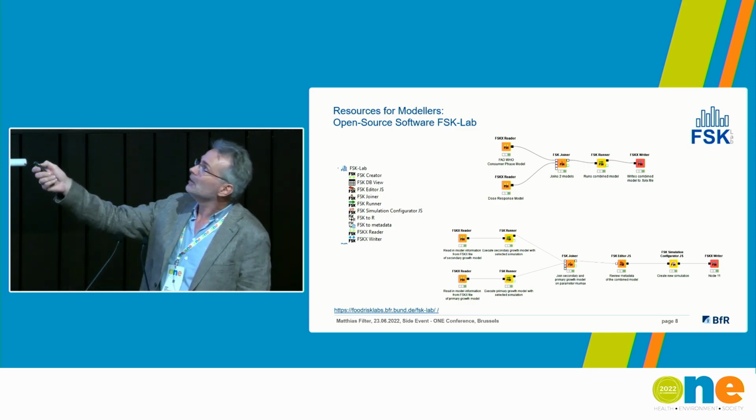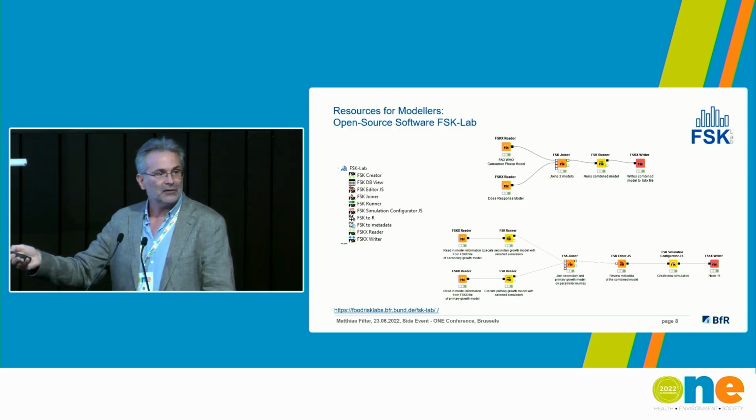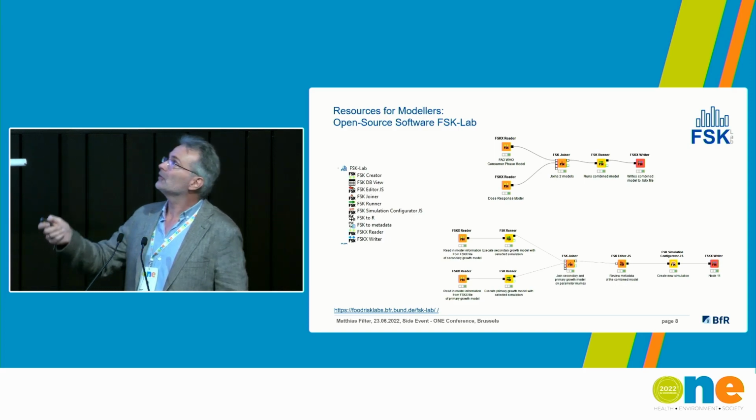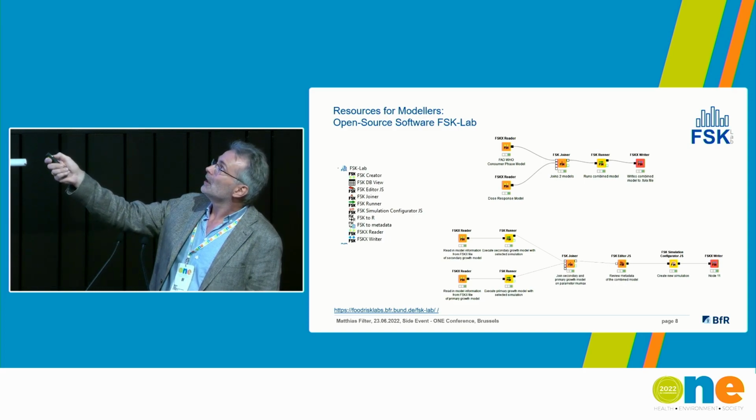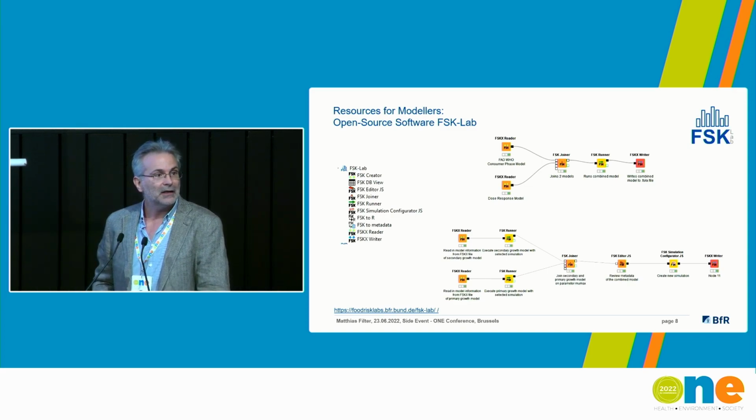Yeah, so for example, here in the upper workflow, you see two nodes that read in an FSKX file. Then they connect the node to a joiner, and that does exactly what it says. It joins the two models graphically. You can run the model afterwards, and finally you write it out to an FSKX file again.